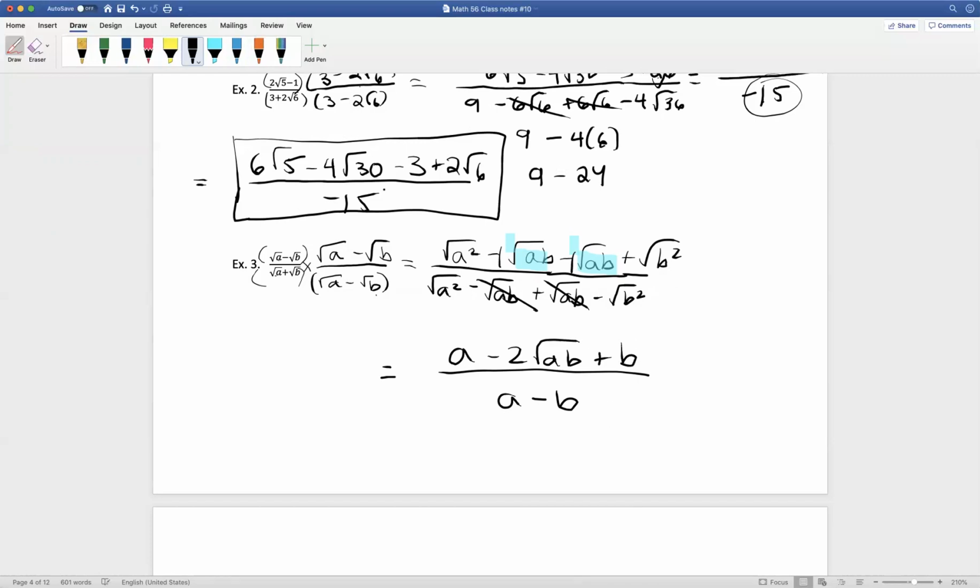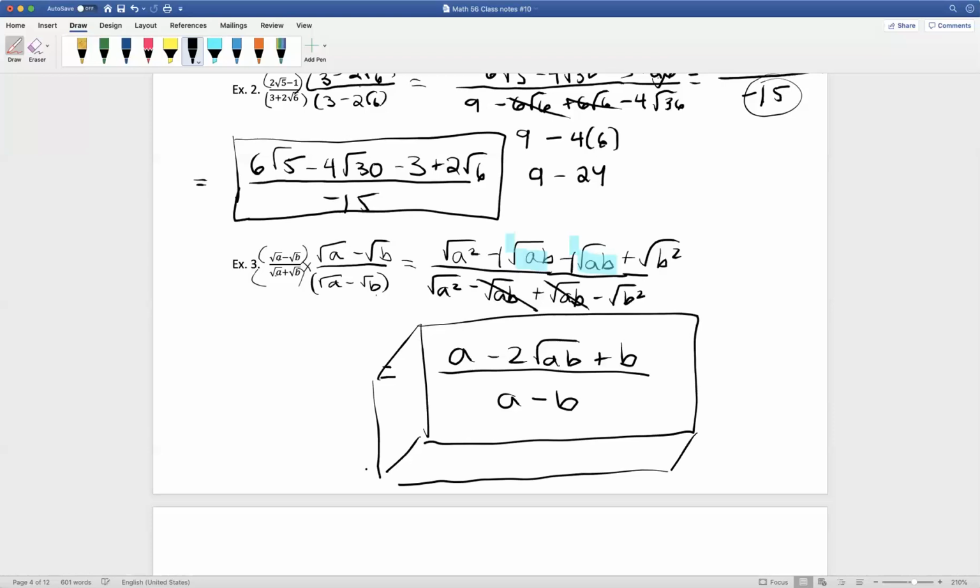Now, some of you may want to do something crazy like cancel out these a's and b's and say the answer is negative 2 square root of ab. But remember, you can't do that because this is under addition and subtraction and not under multiplication. So this would be our answer simplified completely. Let me put that answer in a 3-dimensional box.